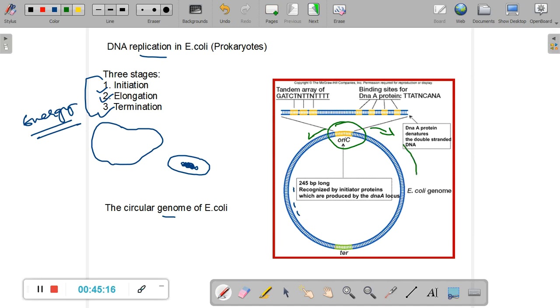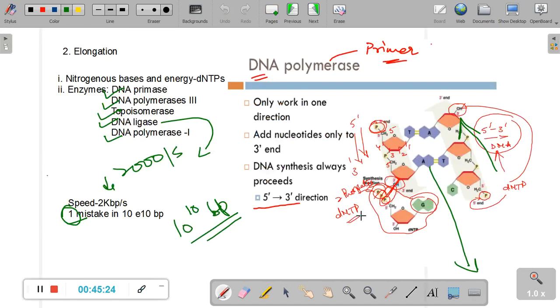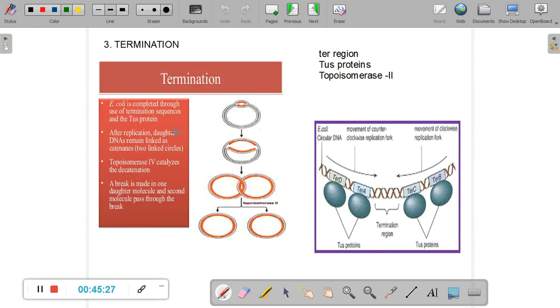Now the two replication forks are going to move and move and move till they reach a particular sequence called the ter site or the termination region, and this is what it looks like. Now we got two replication forks, and we got one new daughter strand here, one new daughter strand here, and we got two new DNAs here. Now when both the replication forks reach, I want you to look at this particular image here. So here we have got one replication fork exactly here, one replication fork exactly here, and then they reach this particular region called the ter region.